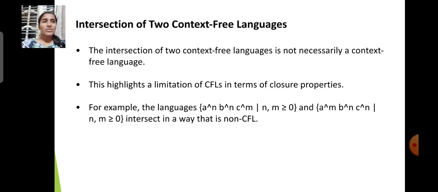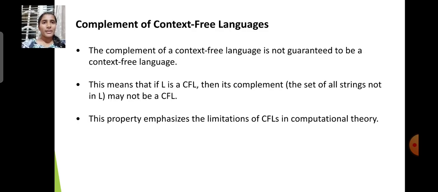Intersection of two context-free languages. The intersection of two context-free languages is not necessarily a context-free language. This highlights a limitation of CFLs in terms of closure properties. For example, the language a to the power n, b to the power n, c to the power m, where n, m greater than or equal to 0, and the language a to the power m, b to the power n, c to the power n, have an intersection that is a non-CFL.